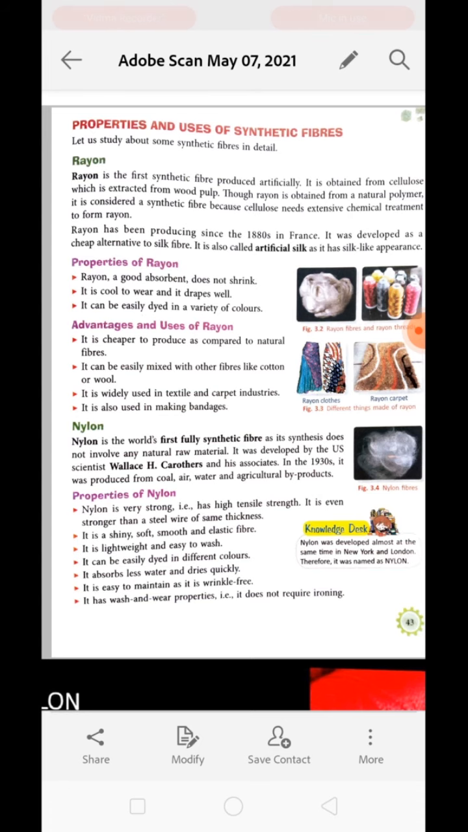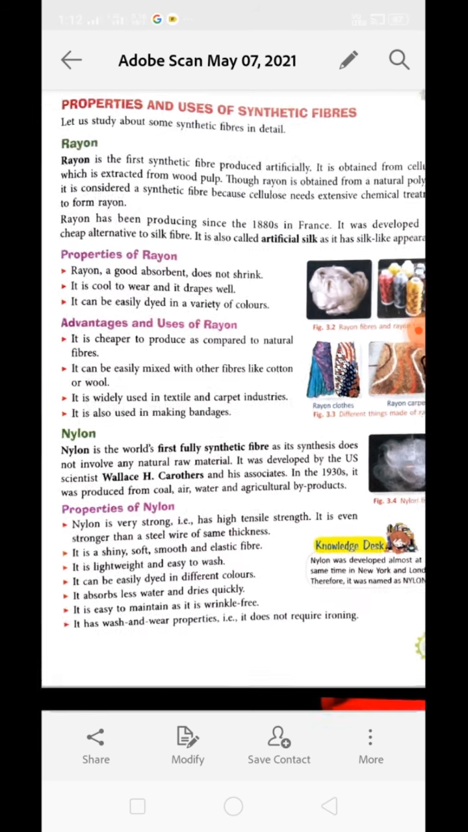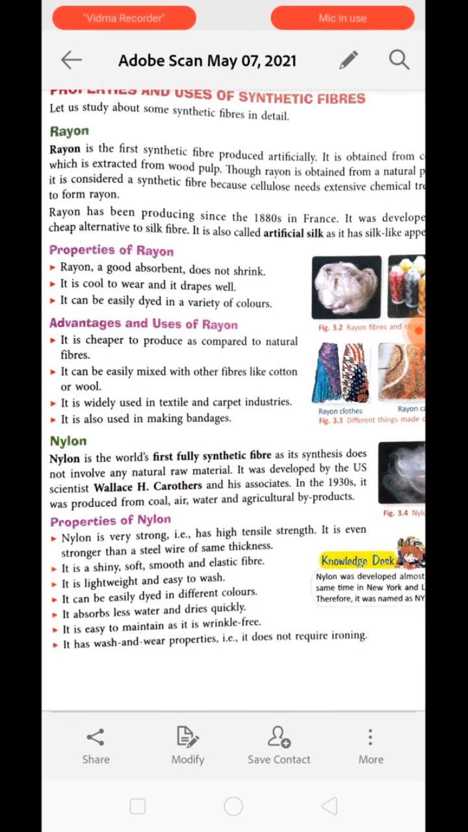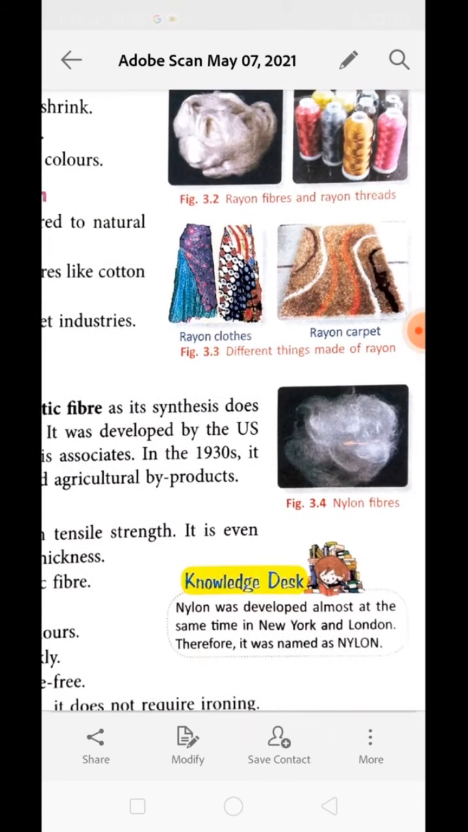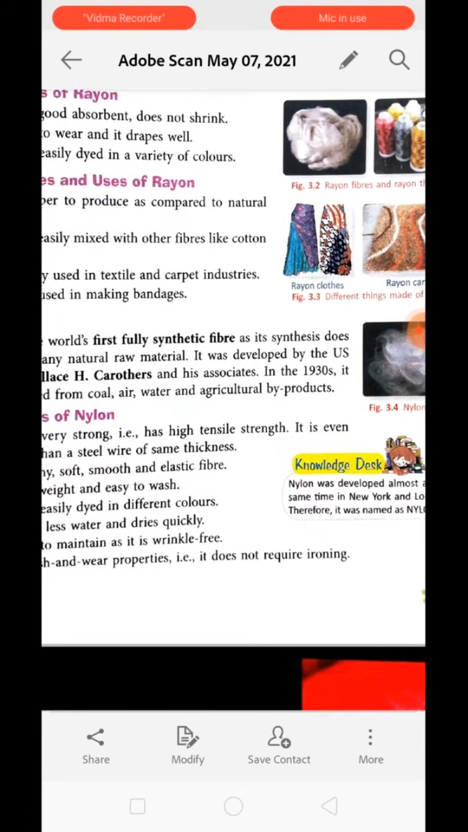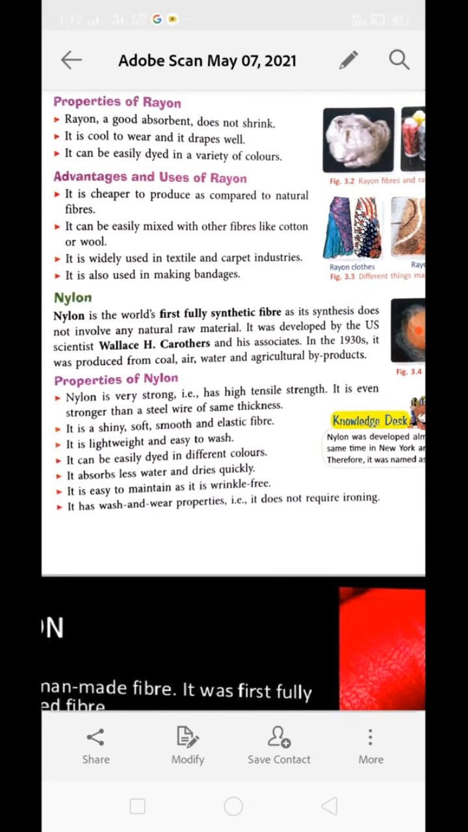Understood? Next point, you can see it can be easily mixed with other fiber like cotton or wool. We can make fabric by mixing more than one type of fiber, and we can use rayon to mix it with cotton. Next, it is widely used in the textile and carpet industry, and it is also used for making bandages. You can see the carpet is made up of rayon, so you can tell that it is also used to make carpet.